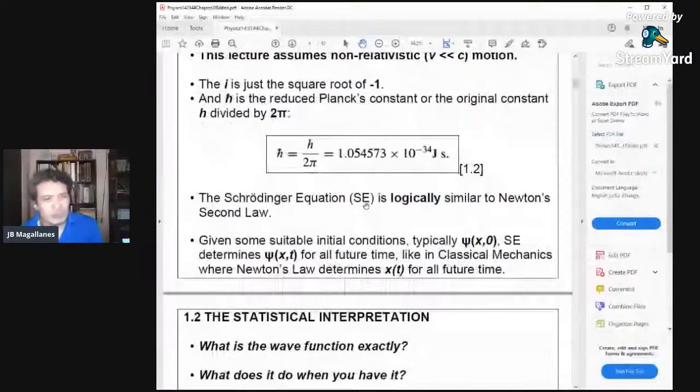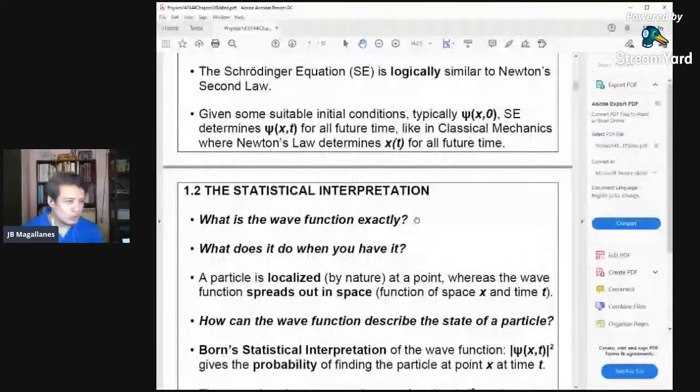So what really is the wave function? Or what does it do when you have it?